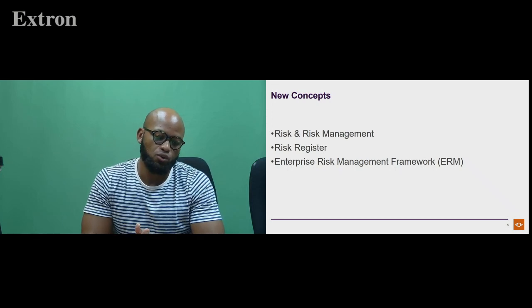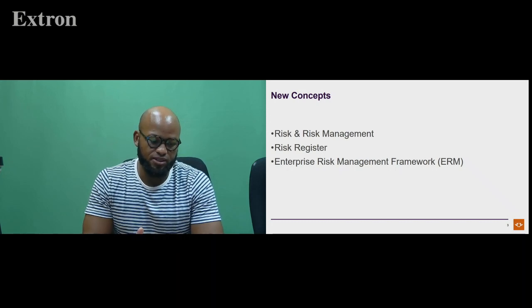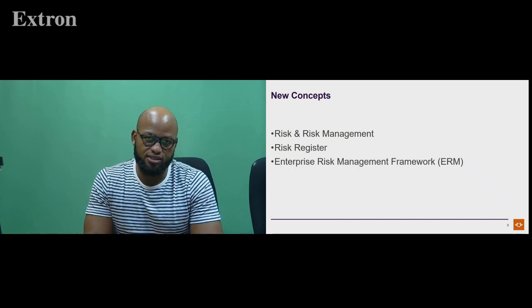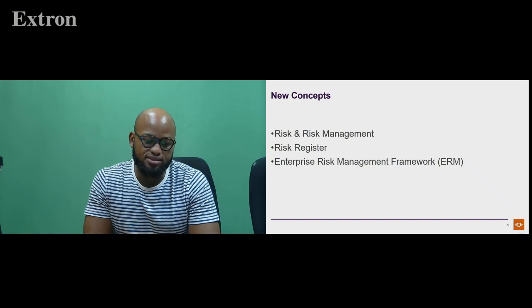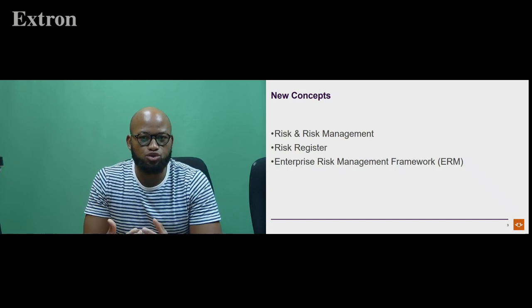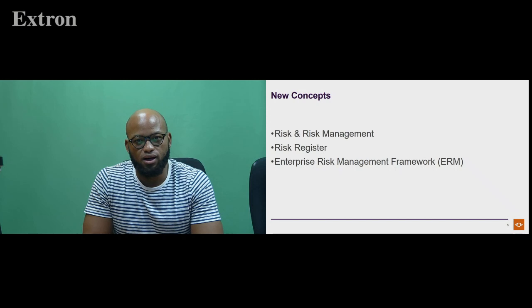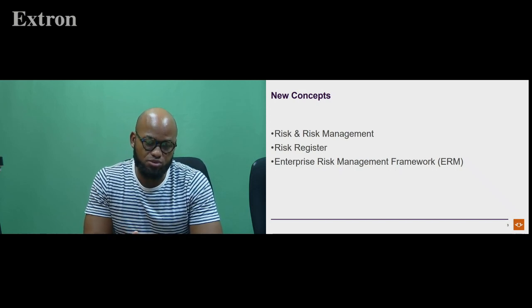We'll go through what risk means in a minute, but for now, just take the concept of risk as a brand new concept and not something that you are familiar with. So risk and risk management will be a new concept for you.